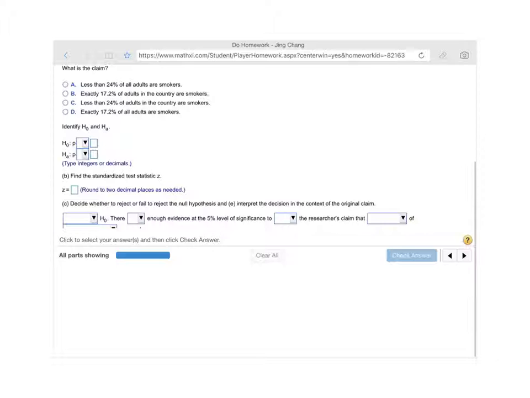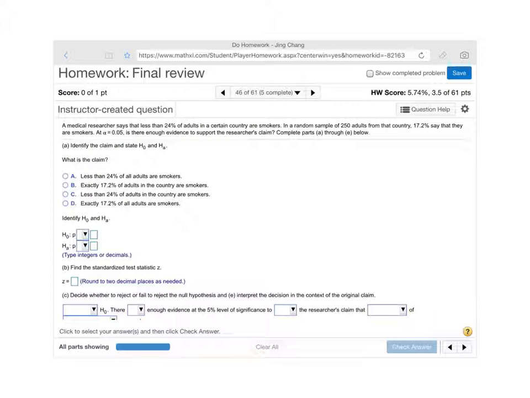This problem, it's a proportion problem. You can see the percentage here, and if you go through the problem, you'll find this is a yes or no question. So it's a proportion problem. Less than, so this is my HA. My H0 should be the opposite, greater than or equal to. And you can use proportion stat. And it's one sample with summary.